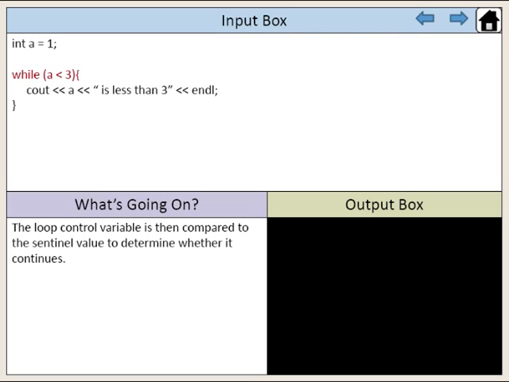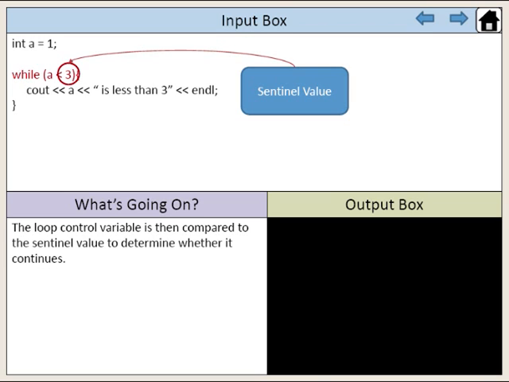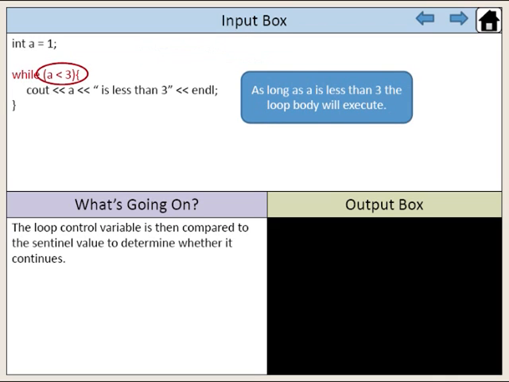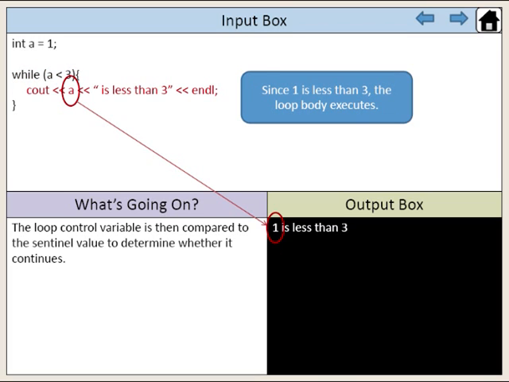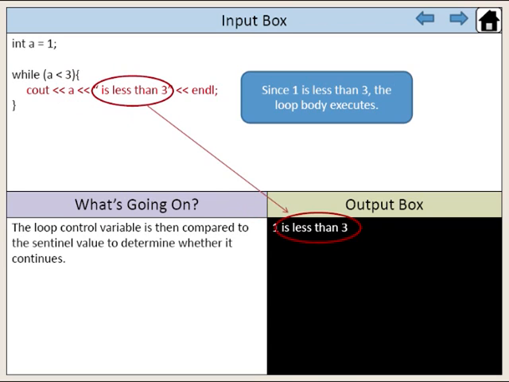The loop control variable is then compared to the sentinel value to determine whether it continues. In this example, 3 is our sentinel value. As long as a is less than 3, the loop body will execute. Since 1 is less than 3, the loop body executes. Notice in our cout statement that we display our control variable along with the text "a is less than 3".